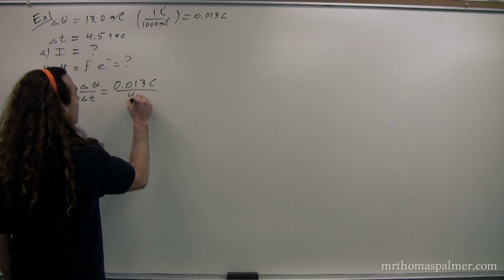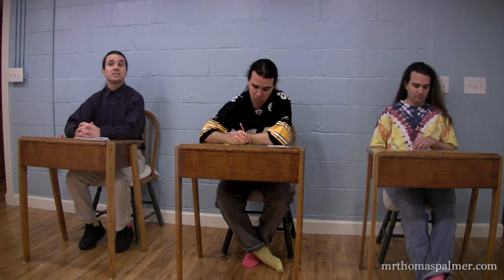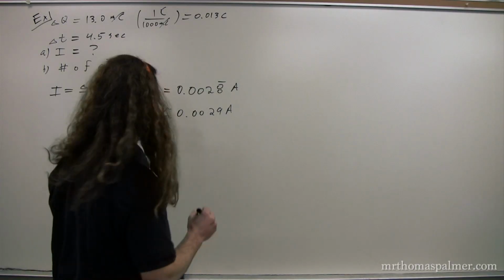We put that into our equation for the change in charge, delta Q, and then we put in 4.5 seconds for our change in time. That gives us 0.028 with a repeating 8 amps. And great, and with sig figs? With sig figs, our 4.5 seconds only had 2, so we should have 2 on our answer, which rounds to 0.029 amps.